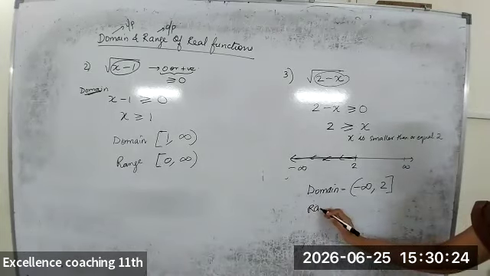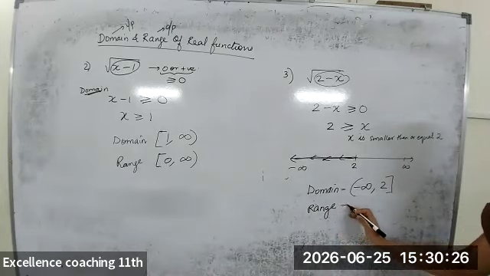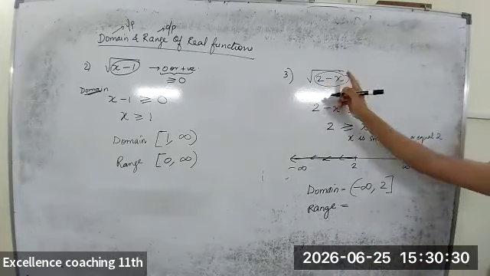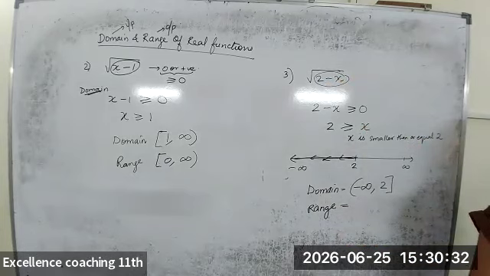Range. First number is 2. First number is 2. So first answer will be what? 0, correct? Can the answers be negative after the root sign?